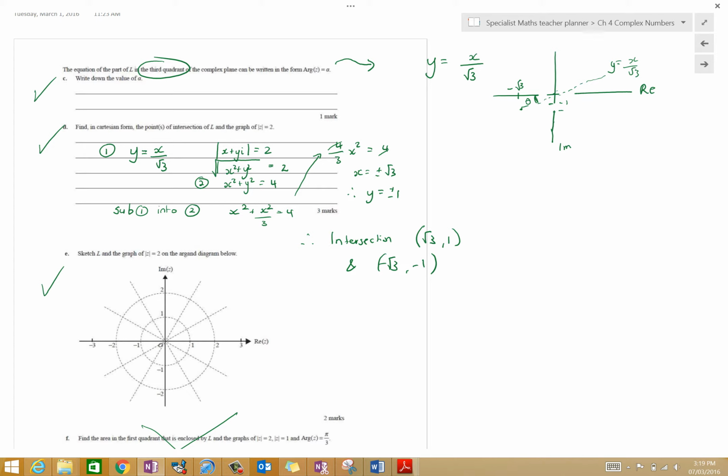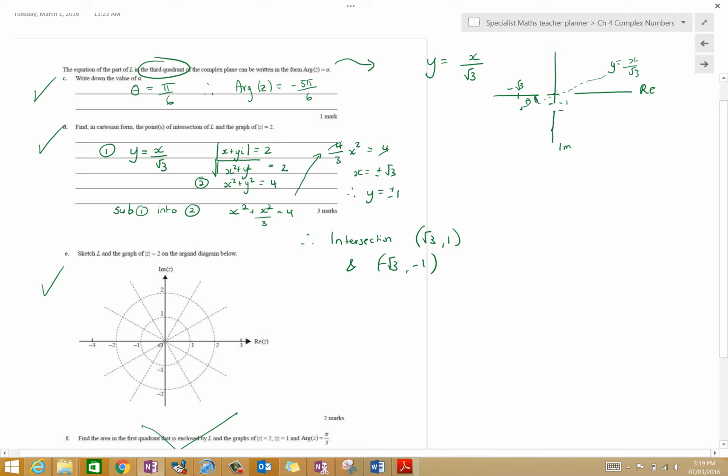That's the reference angle, by the way. Okay, so the reference angle is pi on 6. But what would our argument be? Okay, so therefore we can say that theta is equal to pi on 6. So therefore we could say that the argument of z is equal to minus 5 pi on 6. Is that right? Yes, okay.